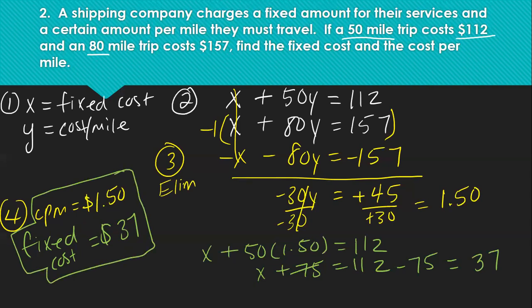They have a flat fee, a fixed rate of $37 in order to rent, and then $1.50 for every mile that they travel. How was it? Doable? All right.